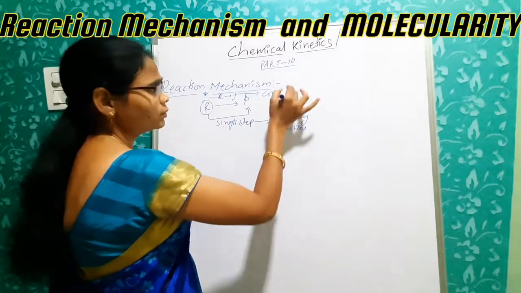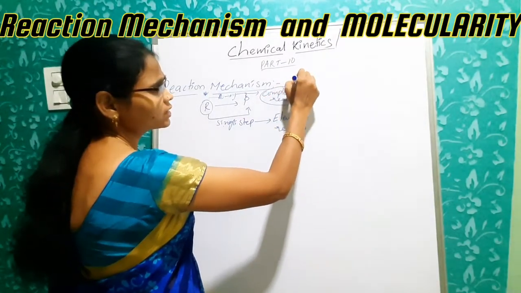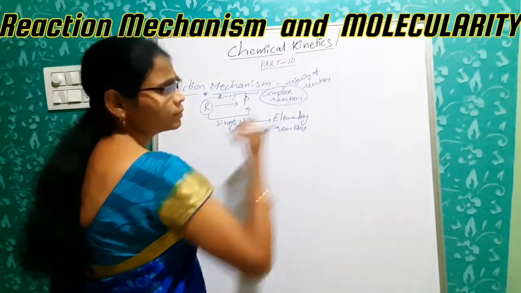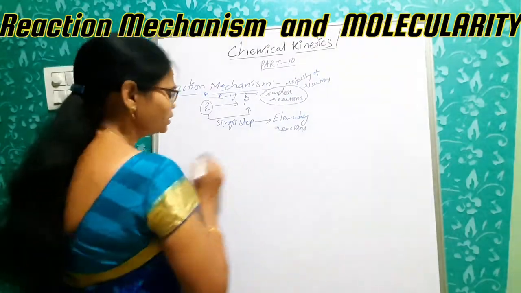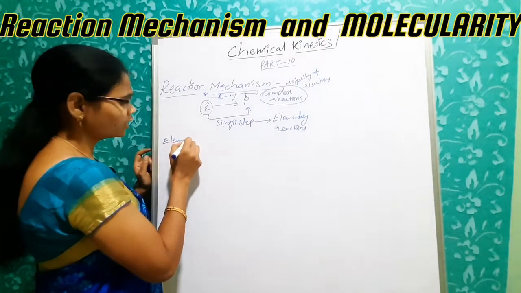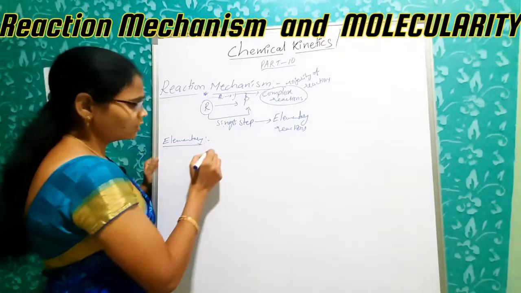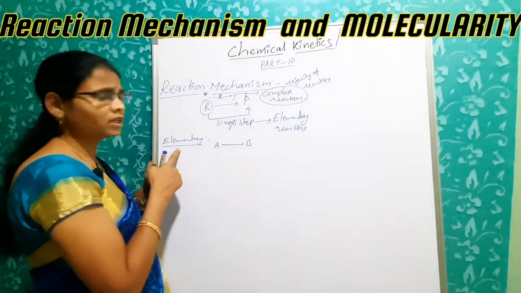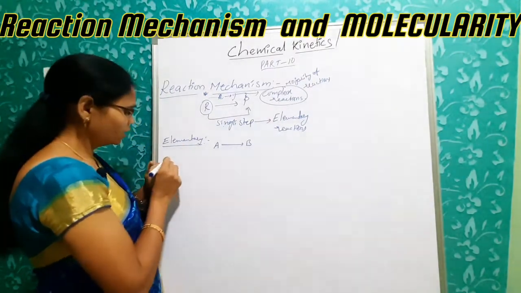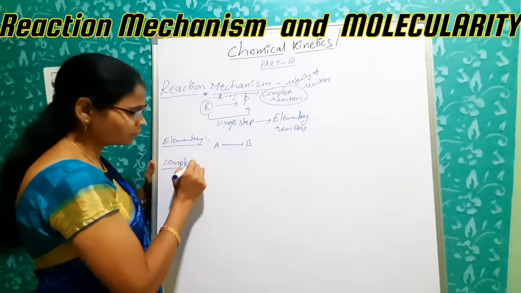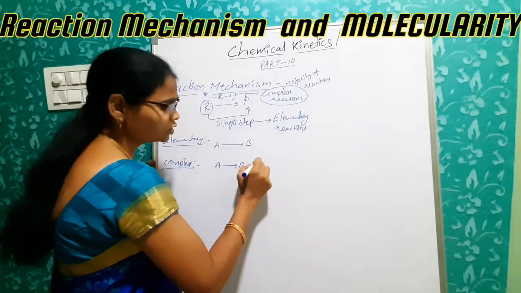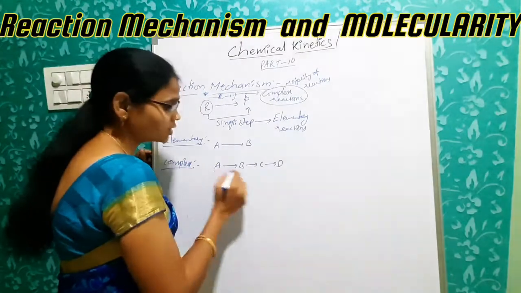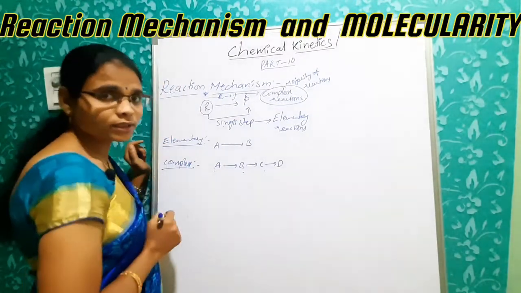Okay. The majority of reactions are complex reactions. Simply, what I am trying to say here: how to define elementary reactions? Reactants get converted into final products in a single step. They are called elementary reactions. Complex reactions are the reactions in which reactants get converted into final products through several steps.